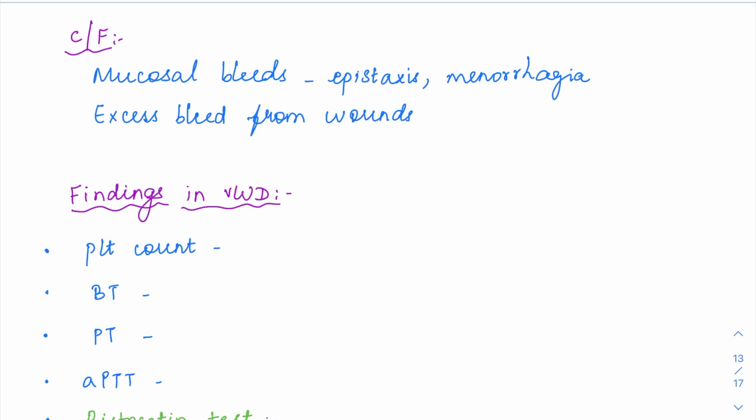The carrier for this factor 8 is going to be von Willebrand factor. So when factor 8 is not going to be there, it is going to result in a coagulation factor kind of a defect as well. So these patients are going to have excess bleeding from the wounds. With a trivial injury also, they are going to have excess bleeding.